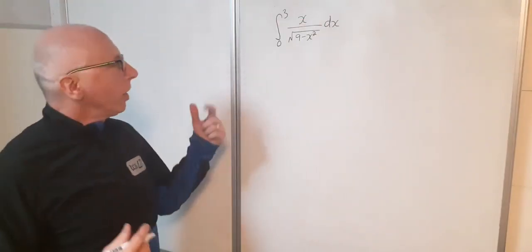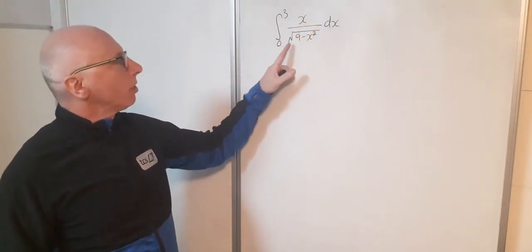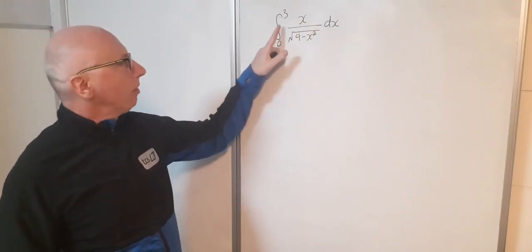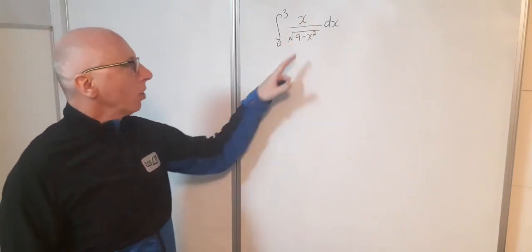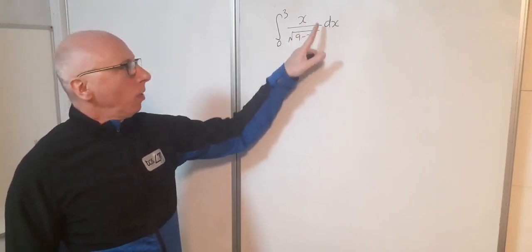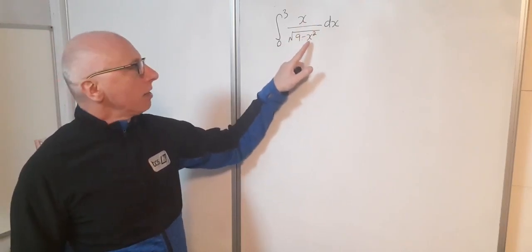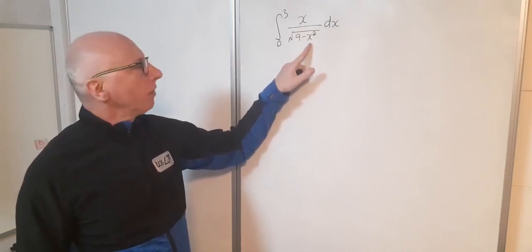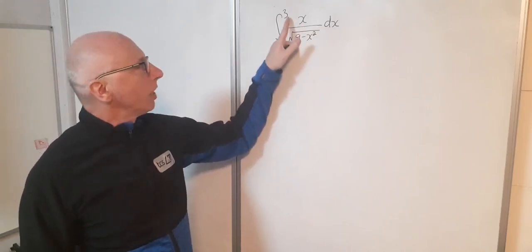So in this question here, I'm going to integrate x over the square root of 9 minus x squared from 0 to 3. Now if I plug in 3 into this integral, I can see straight away that what's in our integrand doesn't exist. It's undefined for x equals 3.